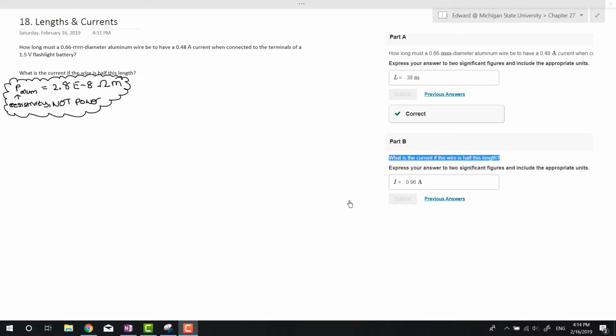For the first part, it's asking us how long must the 0.66 millimeter diameter aluminum wire be to have a 0.48 amp current when connected to the terminals of a 1.5 volt flashlight battery?